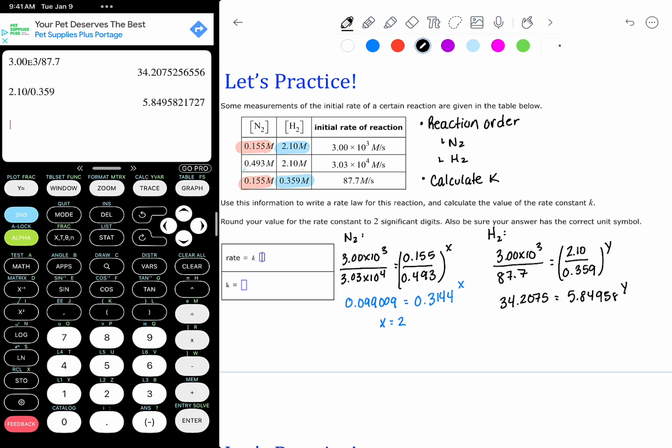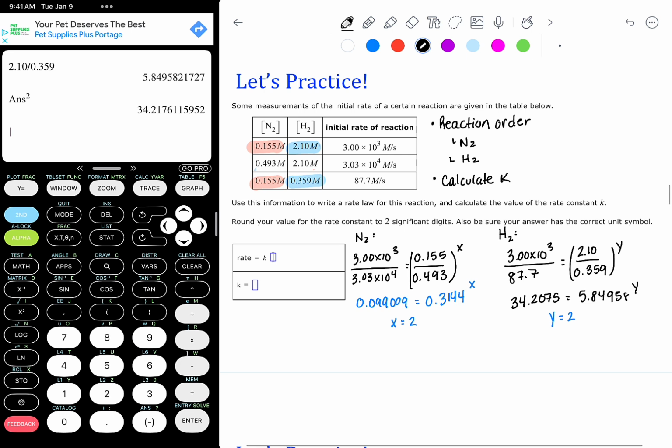So now we have to find our exponent of y. We know that it's not 1 because they're not the same value, okay? So now let's try squaring it. Perfect. Squaring it gives us y of 2. If we take that 5.8 and square it, we get 34.2. So y is 2. Therefore, our rate, if we were to fill in our answer like in our ALEKS homework, our rate is then equal to K times the concentration of N2 squared times the concentration of H2 squared.